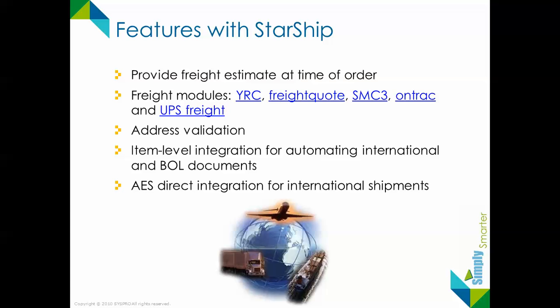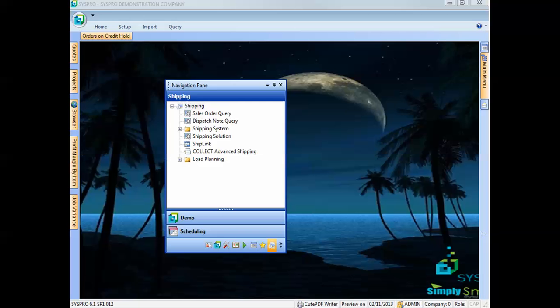Part of the international side is also letting the government know what we're doing. AES is a direct site that offers some of that customs area, and Starship links with AES Direct so we can process customs paperwork directly to the government, get our clearance, and get the correct identification back to our shipment so we know we can process it.